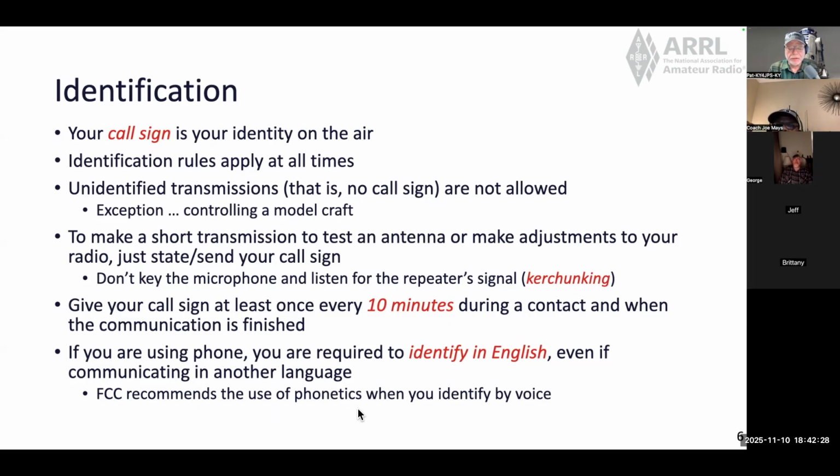Maybe you're talking to somebody and you're down in their noise. So if you use phonetics, they can understand that a little better. You may give your call sign by CW when communicating by voice. Oftentimes, you'll hear a repeater. A repeater has to identify every so often as well, and it's automated and it's running by itself. You'll hear it identify with Morse code, and that's why.